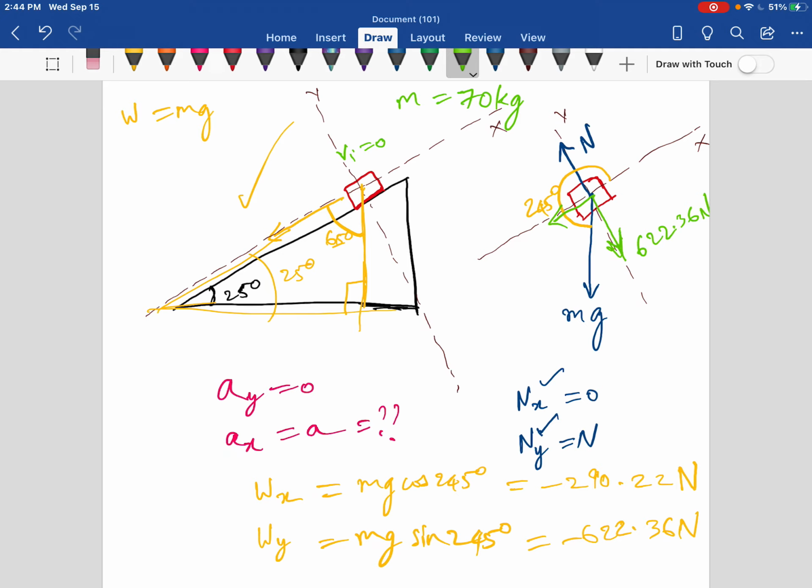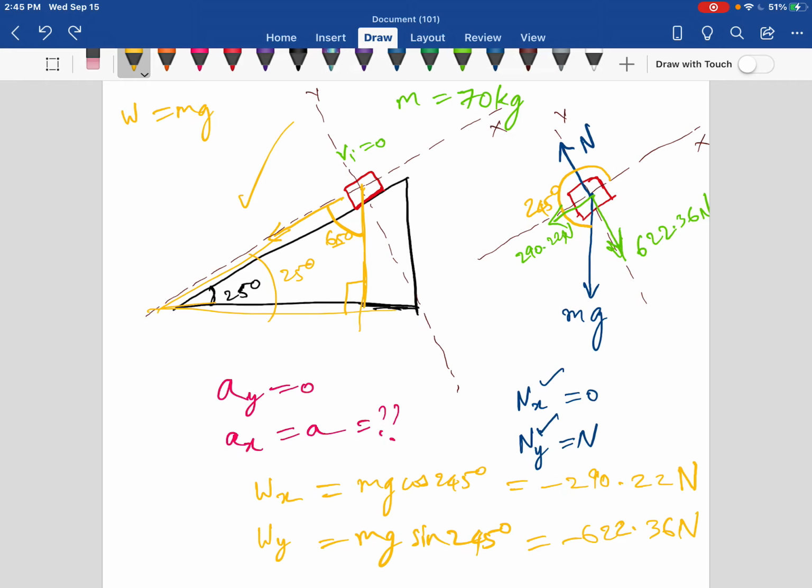622.36 newtons, that is the y component. And the x component is 290.22 newtons. Now you should observe here that I did not mention the negatives. If I mention the direction, I've already mentioned that this is downwards, right? So I don't need to mention the negative. If I mention down and I also mention the negative, I'm going to get a wrong answer. The negative sign is only telling you that it is downwards.